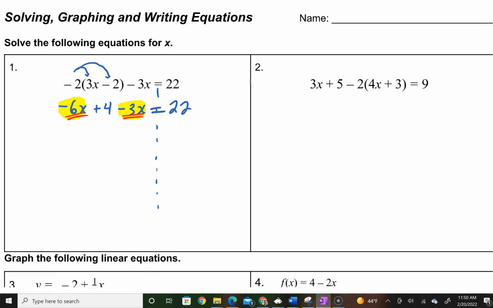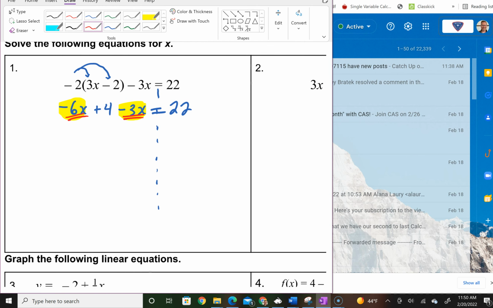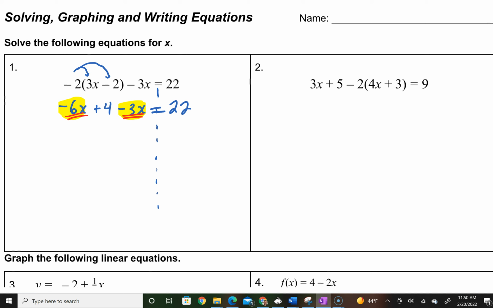Negative 6x and a negative 3x are here on one side, and we're going to be able to deal with that. So very quickly, negative 3x minus 6x, or minus 6x minus 3x if you'd rather, that's going to be a negative 9x. You can add these numbers on a calculator if you need to. So now things are looking a lot better. We've got this negative 9x plus 4 equals 22.